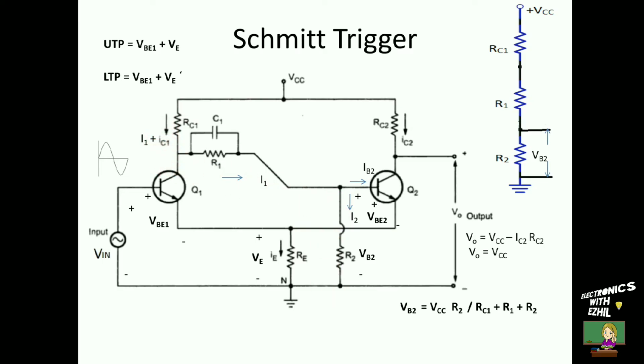With no input voltage, when the power supply is switched on, the resistors RC1, R1 and R2 form the potential divider network like this, because the voltage at this point is VCC and this end is at ground potential. Now we can calculate the voltage across this resistor R2, which is VB2, by using potential divider rule, which is VCC into the resistor value R2 divided by sum of the resistors RC1 plus R1 plus R2, which is applied across the base emitter junction of the transistor 2.